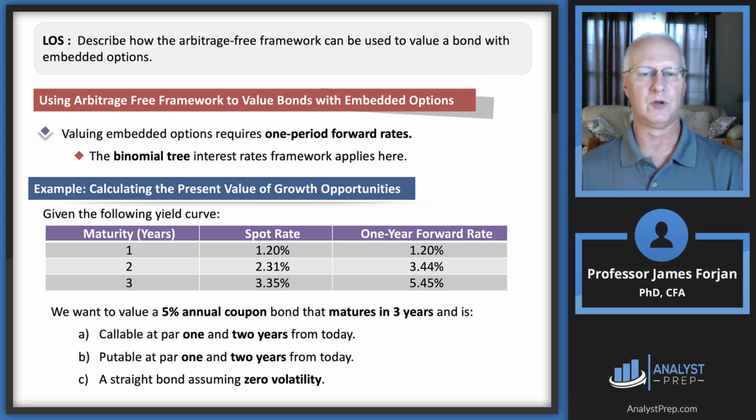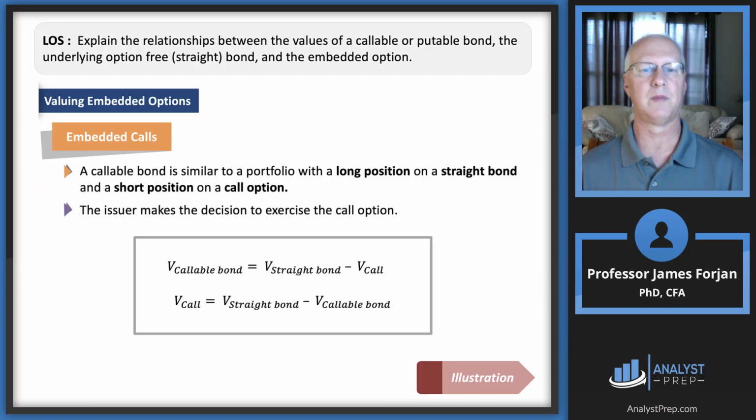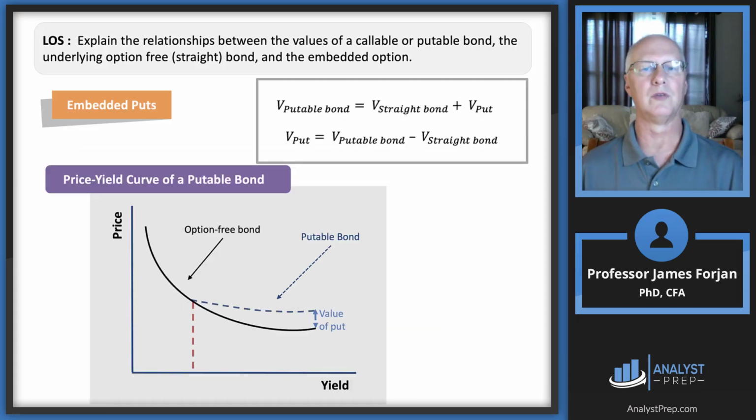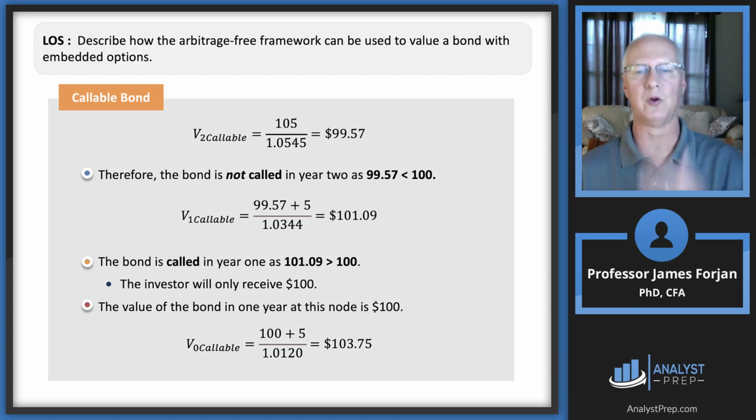And in order to compute those, we're going to need the value of a straight bond, just because of that relationship. Up in the box, value of the put is equal to the value of the putable bond minus the value of the straight bond. And then back here we have something similar for the value of the call. So we're going to use those equations to help us compute the value of the callable and the putable bonds. Now what I want to do here is just take you through the math, not too quickly, but not too slowly as well.